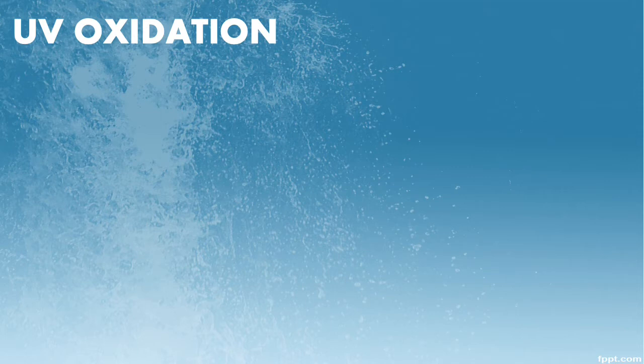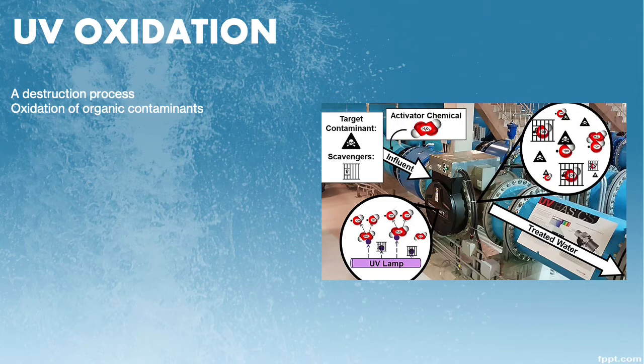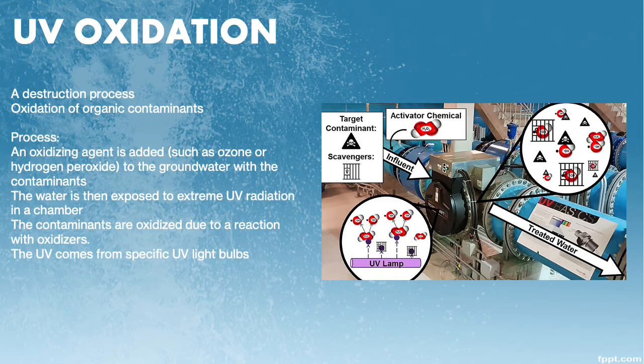UV oxidation is basically a destructive process. It targets organic compounds, and the process is via oxidation. So, this is a graphic that shows the process happening, and I will get into that here. The process basically starts with an oxidizing agent. The oxidizing agent is then added to the groundwater that has the contaminants. Usually, the agent is ozone or hydrogen peroxide.